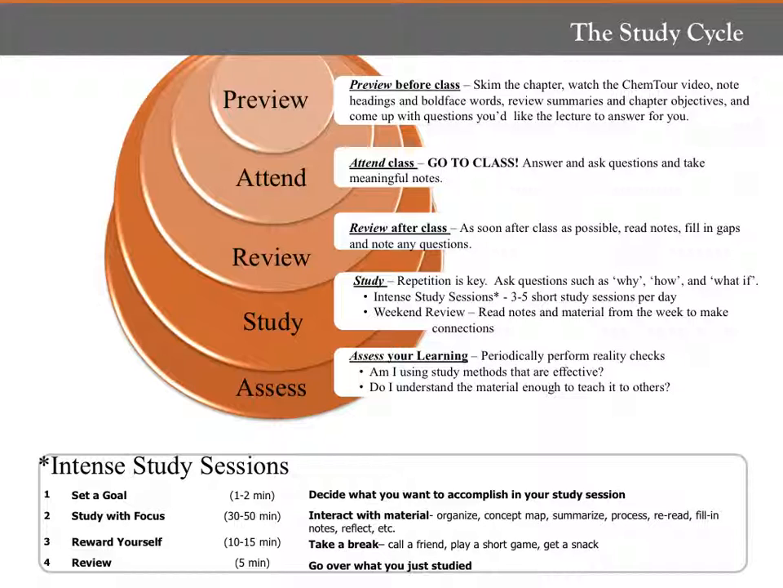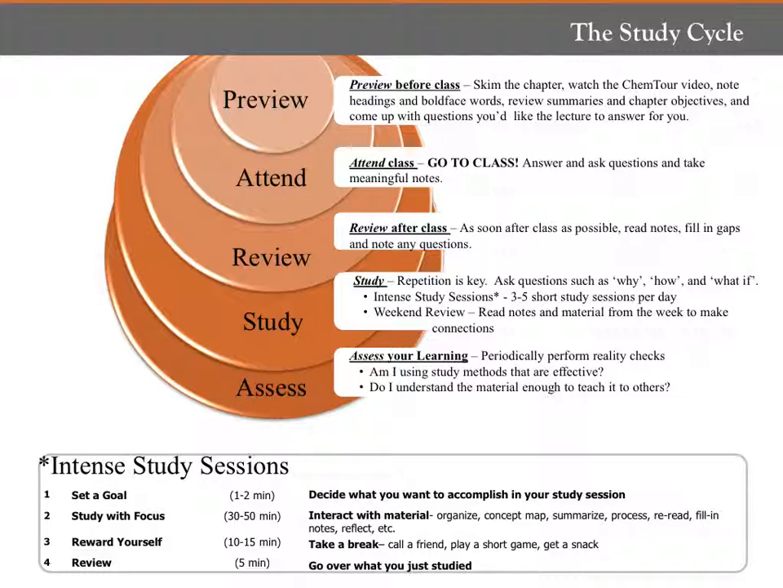Then, for about 30 to 50 minutes, interact with the material, whether it's rereading, filling in notes, or trying a problem. Really focus on that material so that after that 30 to 50 minute interval, you can reward yourself. Take a break, chat with a friend, go for a short walk, and really give yourself a little bit of a break, so that then you can, for another 5 minutes, briefly go through what you learned in that past hour to make sure it really sinks in.